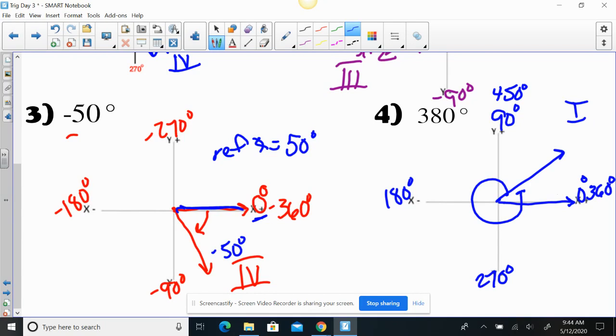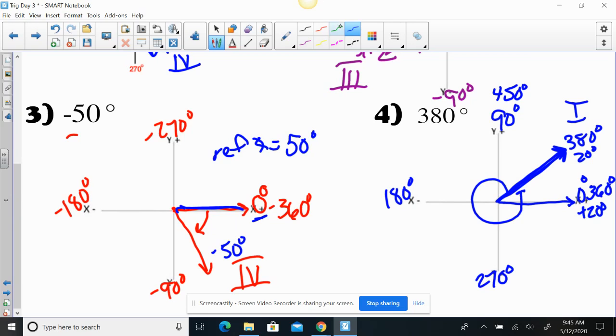And we're going to talk about this angle. So this is 380 degrees. So I went all the way 360 and then 20 more. So it's pretty much the same as drawing a 20-degree angle. And these are going to be called coterminal because they share a terminal side. If I were to graph 20 degrees, it would be the same as 380.